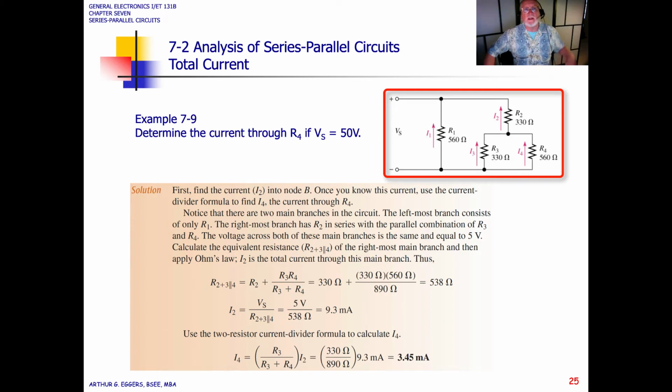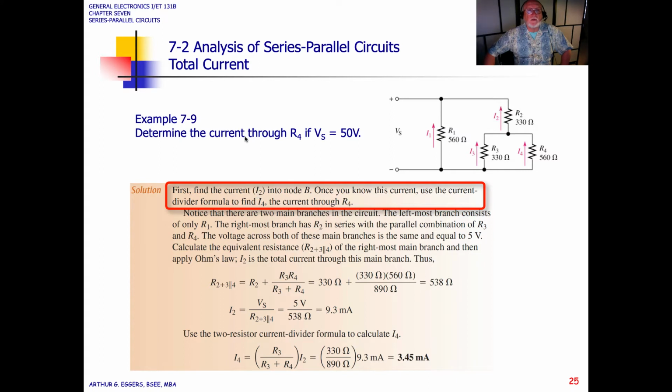So more on the series parallel. Let's look at this example here. We've got a parallel feeding into a series, and it becomes a parallel. So first we find the current in I2, because the problem asks us to find the current in R4, which is this wayward resistor way out here, if the source voltage applied is 5 volts. Once you know this current, then use the current divider formula to find I4, the current through R4.